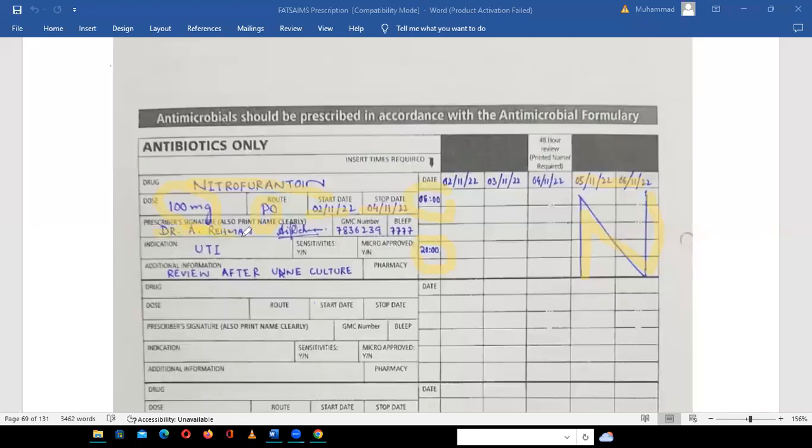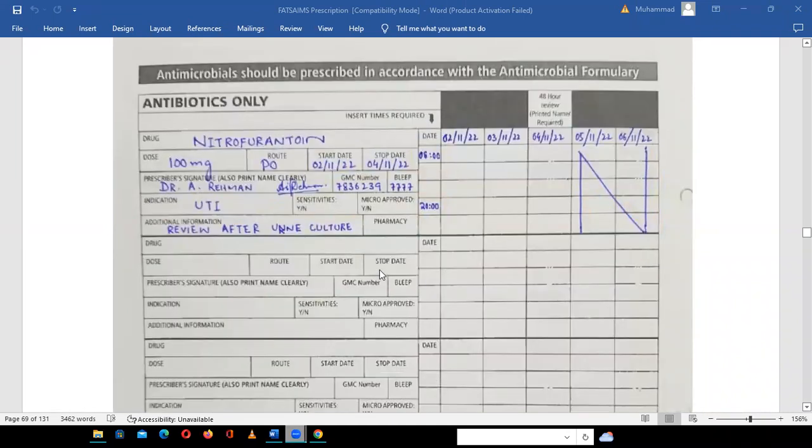Write your name, designation, your GMC number, your signature, bleep number, and indication that why you are giving this antibiotic. You must write it. And then additional information which was provided there, that review after urine culture. Antibiotic can be changed after urine culture. So this is a proper way of writing an antibiotic. So this is a very simple way to write an antibiotic.